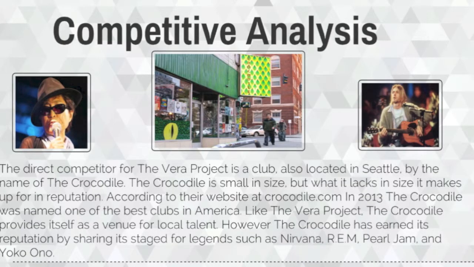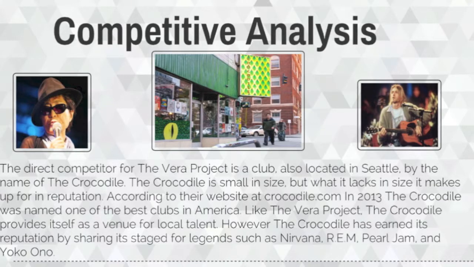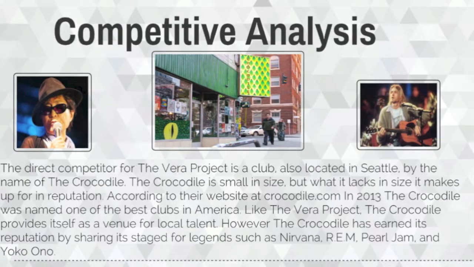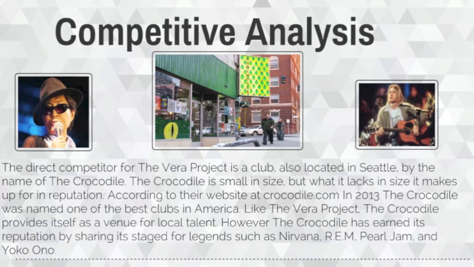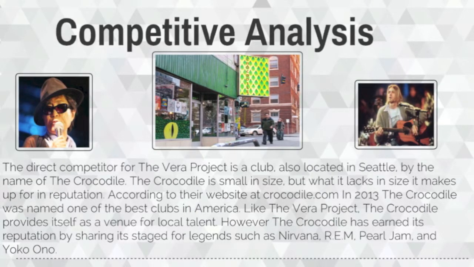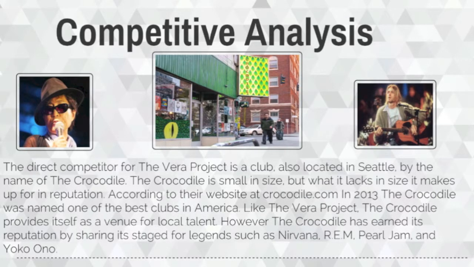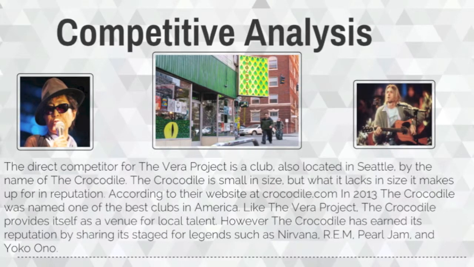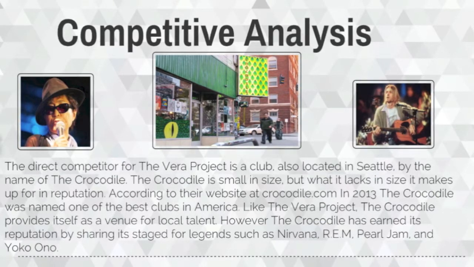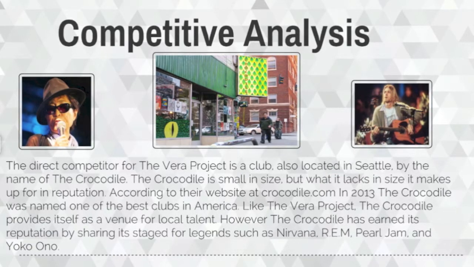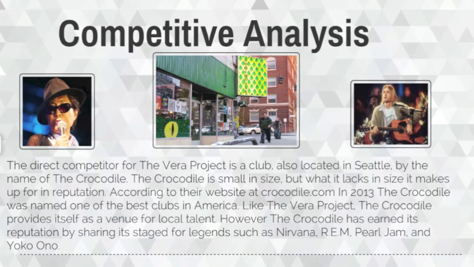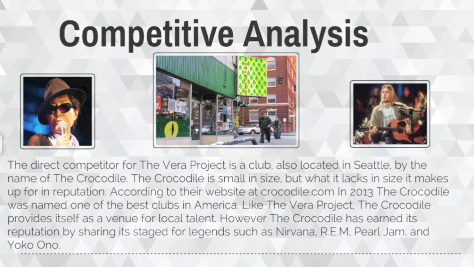The direct competitor of the Vera Project is a club, also located in Seattle, by the name of the Crocodile. The Crocodile is small in size, but what it lacks in size, it makes up for in reputation. According to their website, the Crocodile was named one of the best clubs in America by the Rolling Stone in 2013. Like the Vera Project, the Crocodile provides itself as a venue for local talent. However, the Crocodile has earned its reputation by sharing its stage with legends such as Nirvana, R.E.M., Pearl Jam, and Yoko Ono.